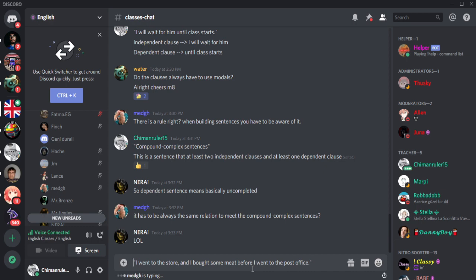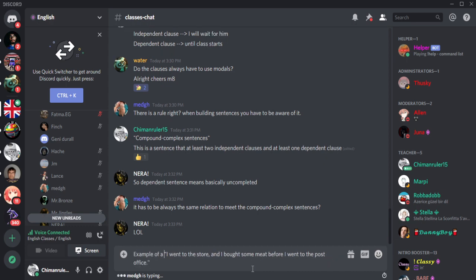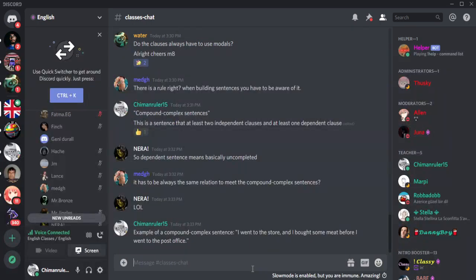Okay, so here is an example of a compound complex sentence. I went to the store and I bought some meat before I went to the post office. So here you have 2 independent clauses and 1 dependent clause. Can anyone tell me what the independent clauses are and what the dependent clause is, in the example I just typed up?